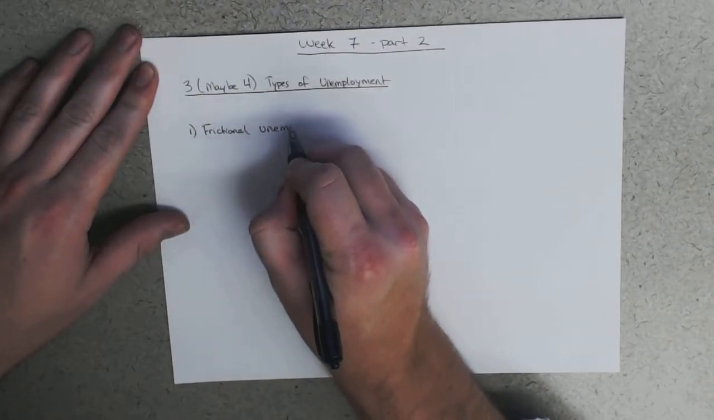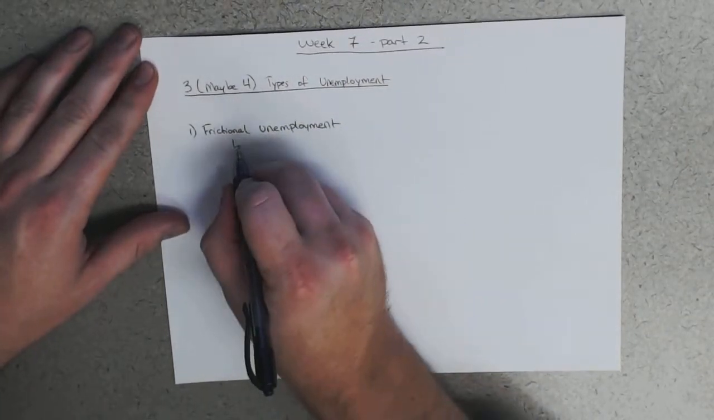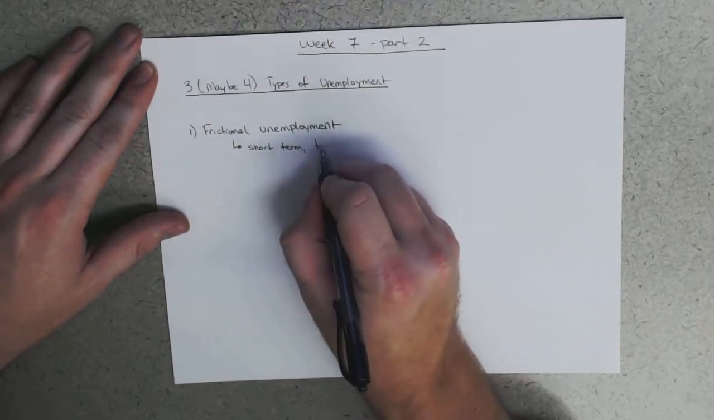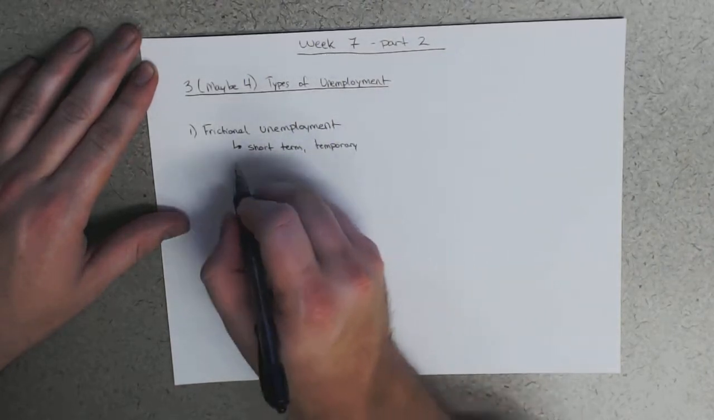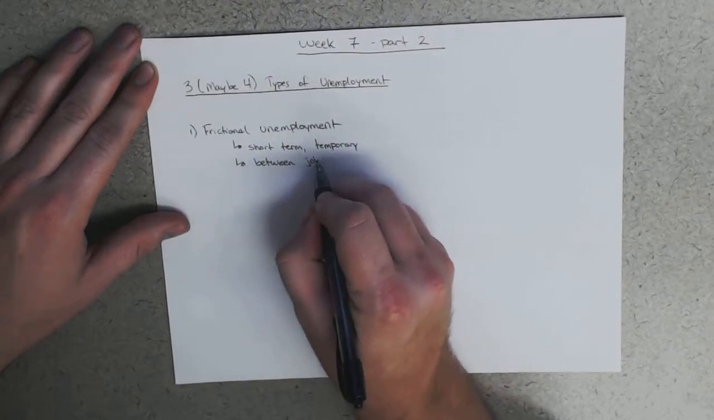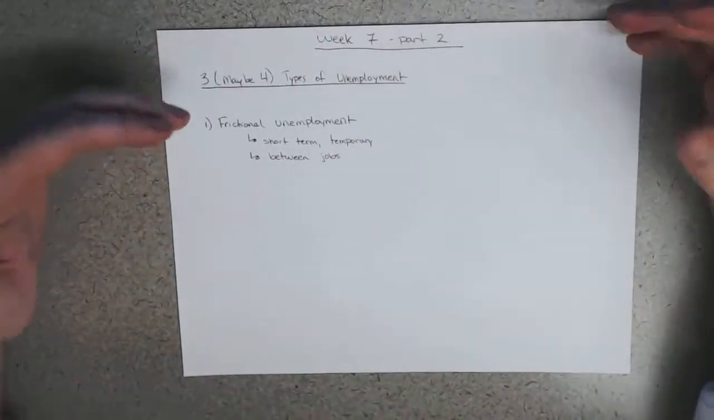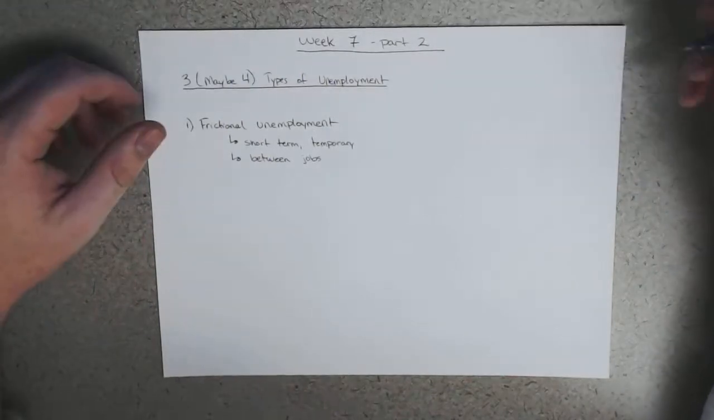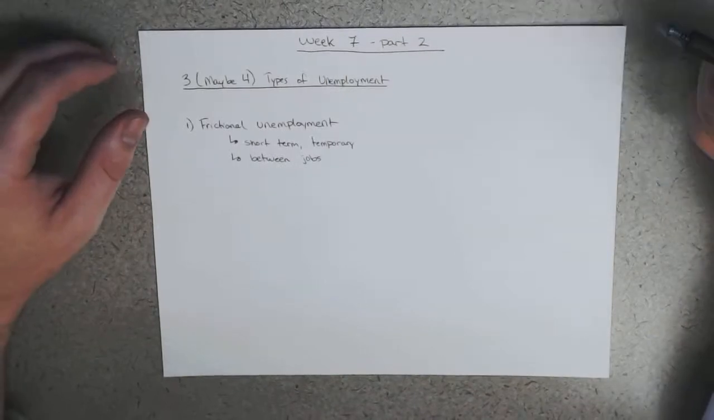Okay, and this is short-term, temporary unemployment. You are literally just between jobs. You're not really worried about finding your next job. You're confident that you'll get a new one relatively easily, and you're correct. You'll find a new job pretty simply.